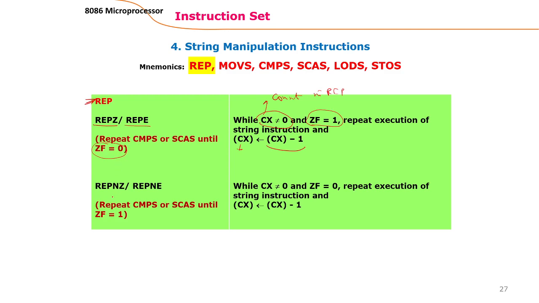Similarly, it is like repeat NZ or repeat NE. So here it will keep on repeating such that if the zero flag is equal to 0. If the zero flag is equal to 1, then this will be stopped, otherwise it will keep on repeating.